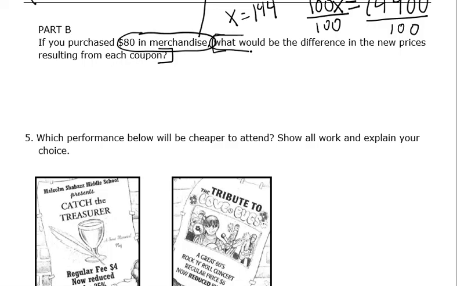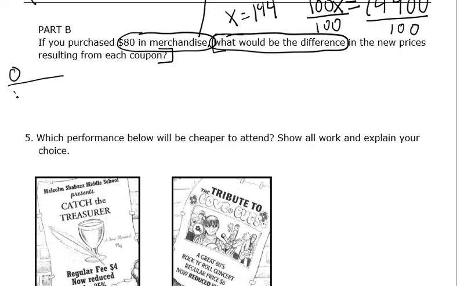Now, this is where we have the evil test maker who you think is just asking you to find the discount with $80, but now they want to know the difference. So I need to do everything I just did, and then I need to take those two numbers and find the difference between them.